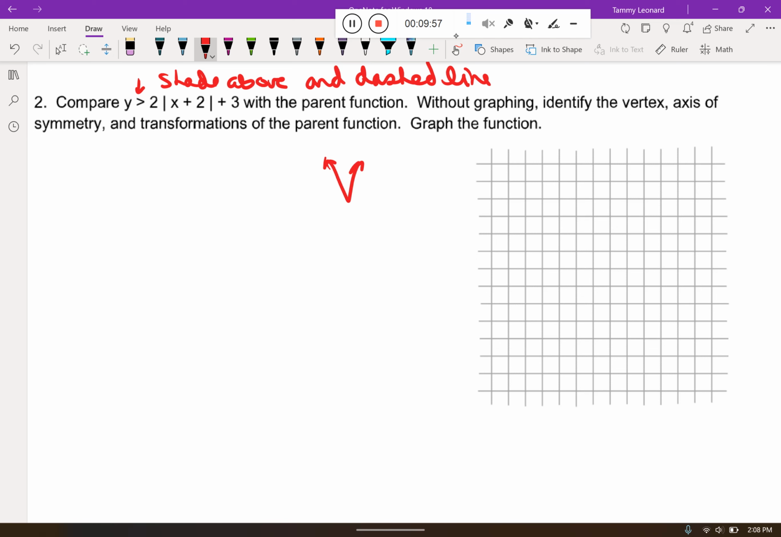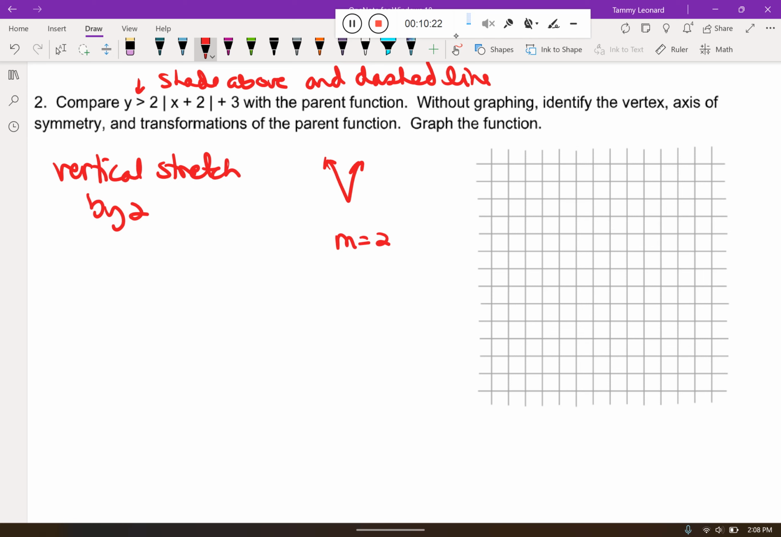Faces up, no reflection. Do we have any stretches or compressions? What do we have? Vertical stretch. By what factor? By 2. Okay, so that tells me that my slope is like 2 or 2 over 1. We know that one side's positive and one side's negative. Good? All right. What about translations?